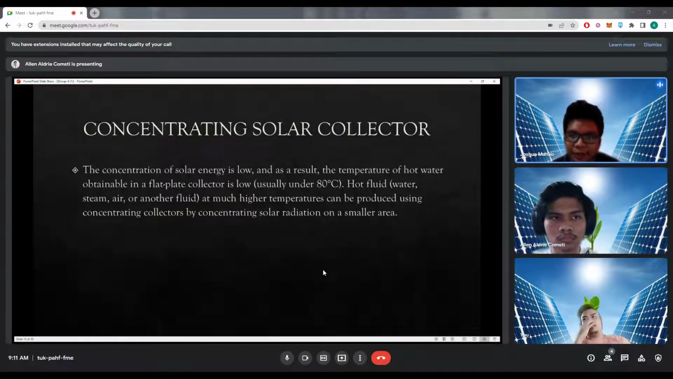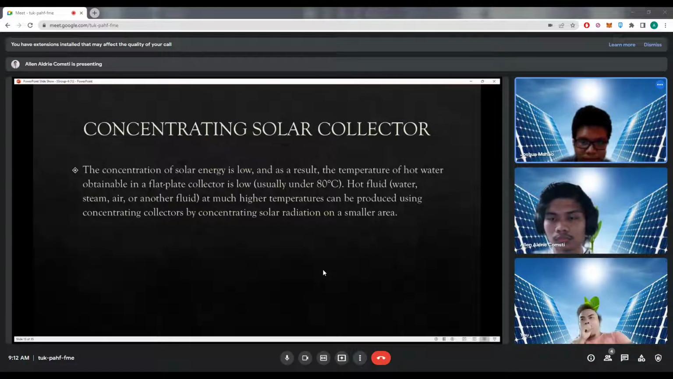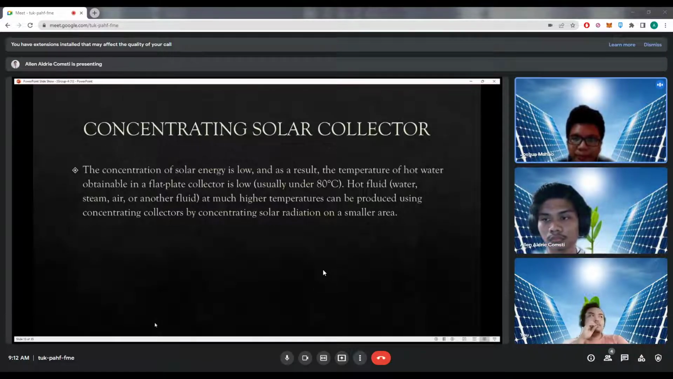The concentrating solar collector. The concentration of solar energy is low, and as a result, the temperature of hot water obtainable in a flat plate collector is low, usually under 80 degrees centigrade. Hot fluid, water, steam, air, or another fluid at much higher temperatures can be produced using concentrating collectors by concentrating solar radiation on a smaller area.